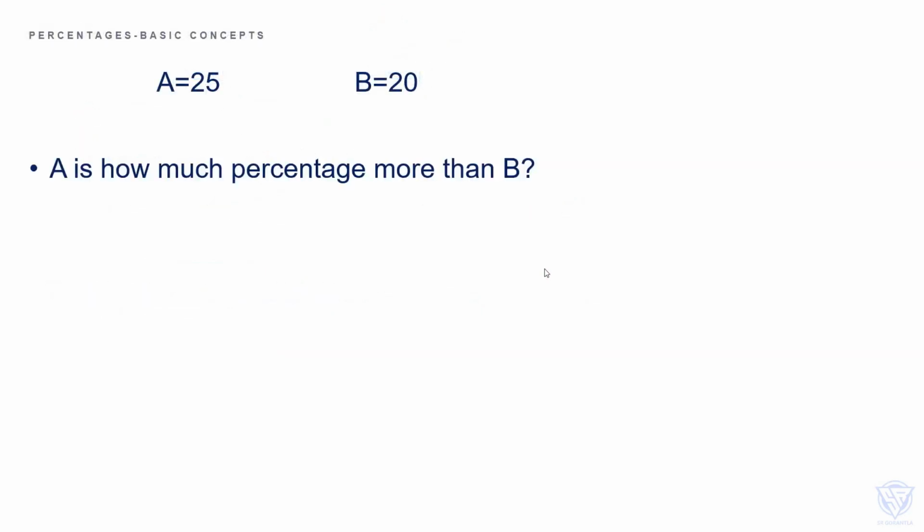The third one is, A is how much percentage more than B? A's value is how much more than B in absolute terms? A is 25, B is 20, which means it is 5 more. But I am asking A is how much percent more than B. When we say percentage, percentage is always a relative term. You have to compare the difference with respect to something. That something is A or B; here, more than B. So that is with respect to B.